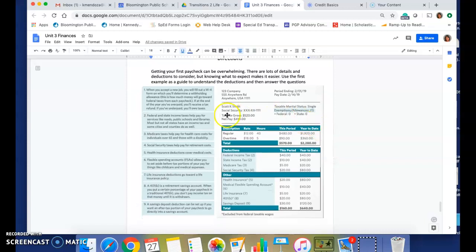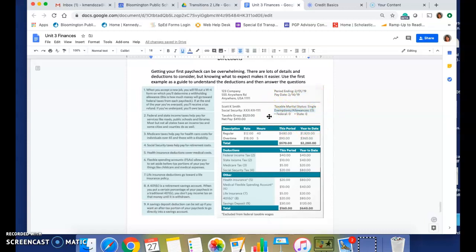So this picture that I have down here does a really good job of explaining what the parts of your paycheck are. For number one, it tells you right down here... anyways, number one is the W-4 that you fill out. That's this right here, the W-4, and that's where your exemptions and your allowances are.